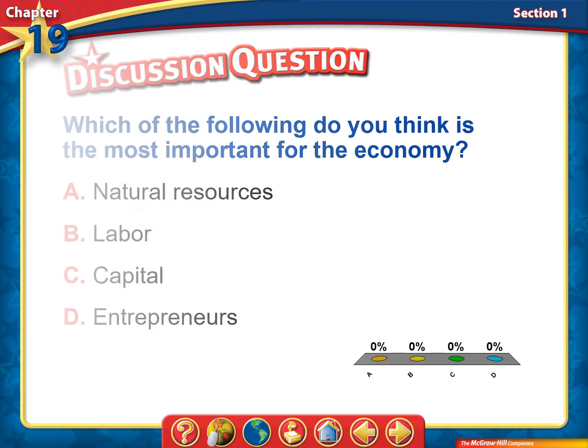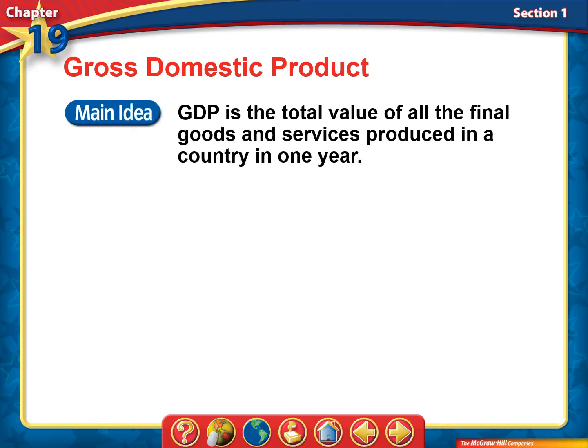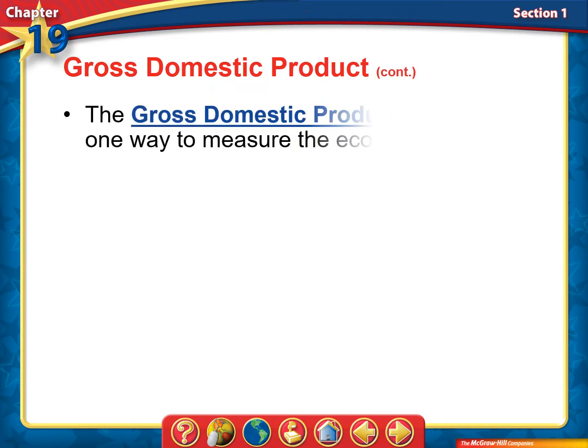So next, how do we measure the success of a country? We use the term GDP, or gross domestic product. That is the total value of all the services produced in a country during a single year. Once more, GDP is the grand total value of all goods and services produced in our country.